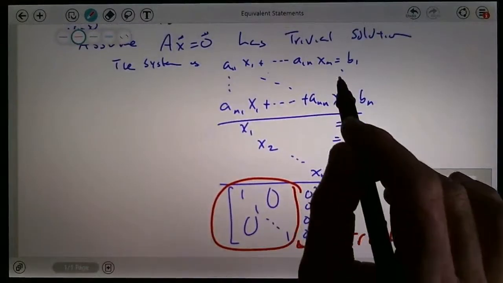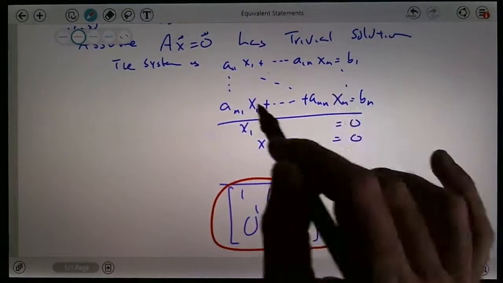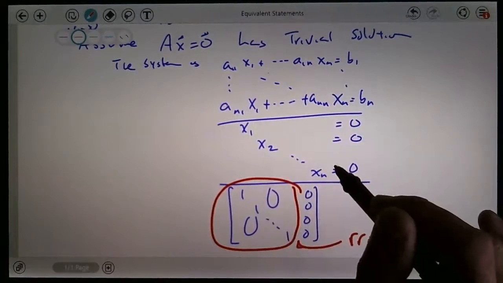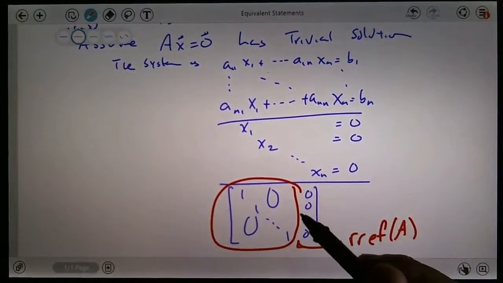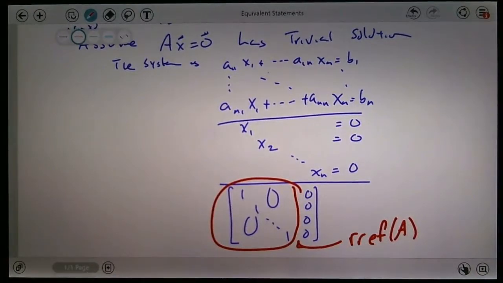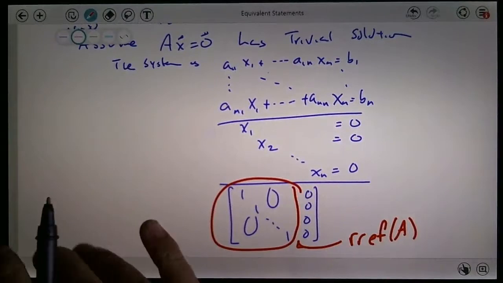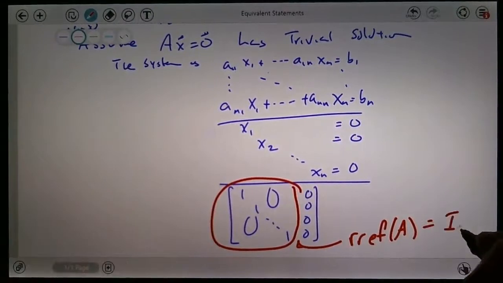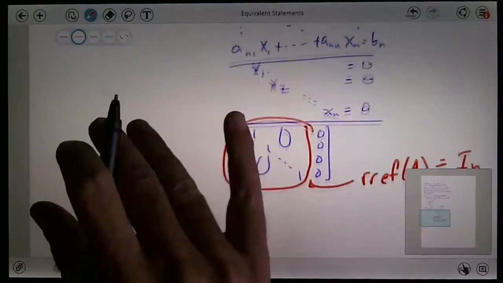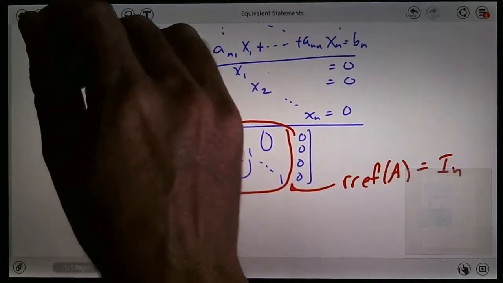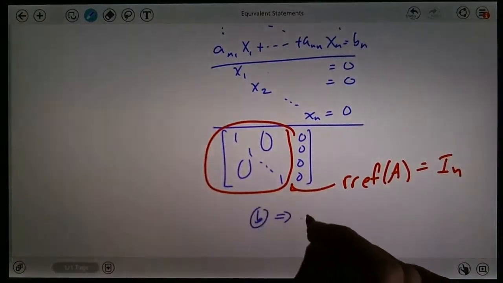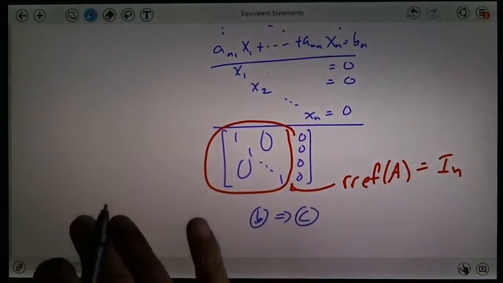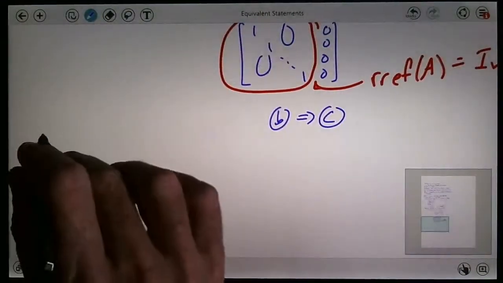Okay, so if there's only the trivial solution, then this system must turn into this, which means that the reduced row echelon form of the augmented matrix looks like that, which means that the reduced row echelon form of A is just I_N. Okay, and so that was the proof that B implies C. Okay, so now I'm going to move on and assume C.